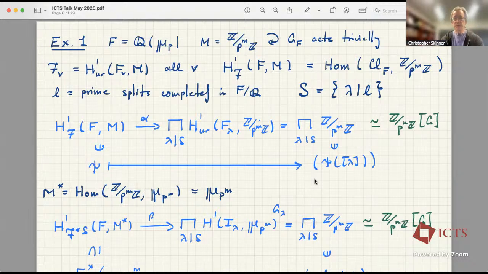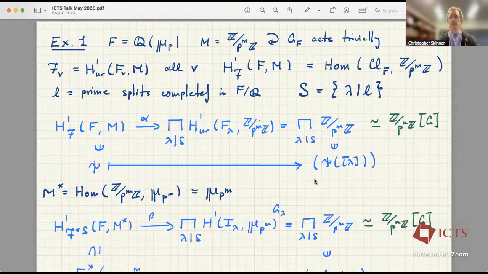Those local groups can be identified with Z mod P to the MZ itself in this case. And the identification is made very precisely. We take one of our homomorphisms, call it psi, and we're just mapping it to the value of psi on a Frobenius at lambda. And by class field theory, that Frobenius at lambda is just the class, which I've denoted by the brackets lambda. So it's the class of lambda in the class group. So it's just the image of certain elements of the class group under our homomorphism psi.